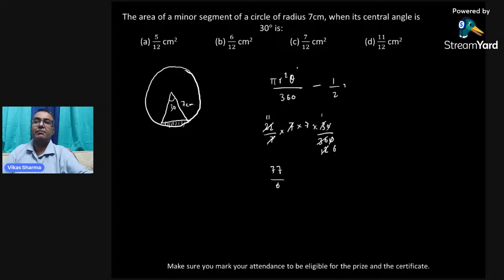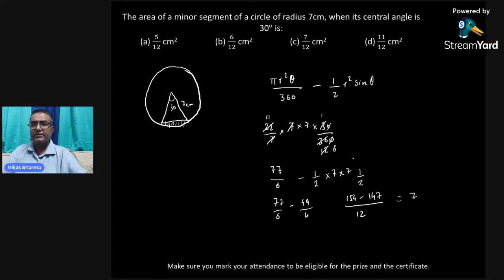The area of the triangle is half r square sine theta. That is the formula for that. So from this we subtract half r square, which is 7 into 7, times sine theta. Theta is 30 degrees, so that's 1 by 2. So that's 77 upon 6 minus 49 upon 4, and we can find the LCM, which is 12. 77 times 2 is 154, and 49 times 3 is 147. So 154 minus 147 is 7 upon 12. So option C is the correct answer.